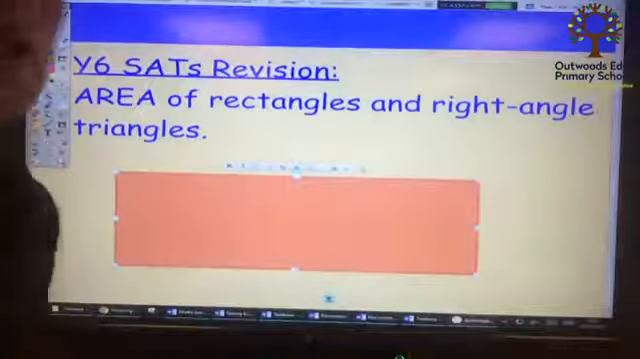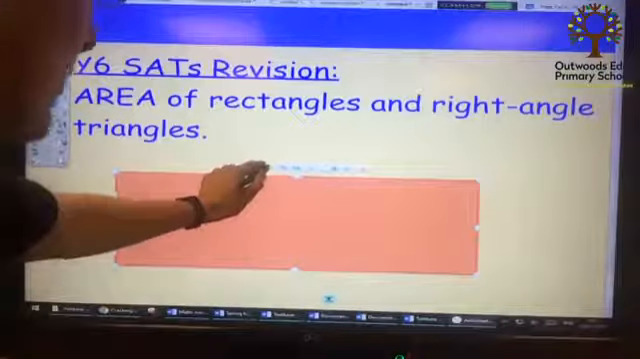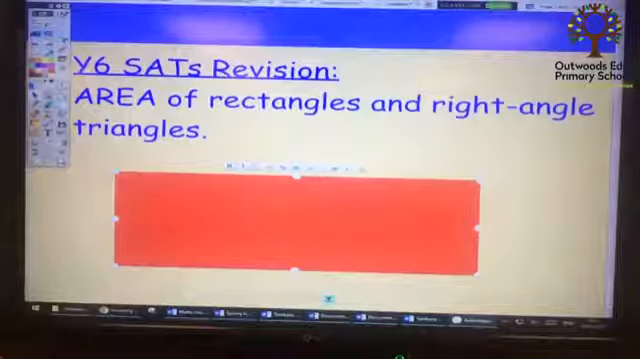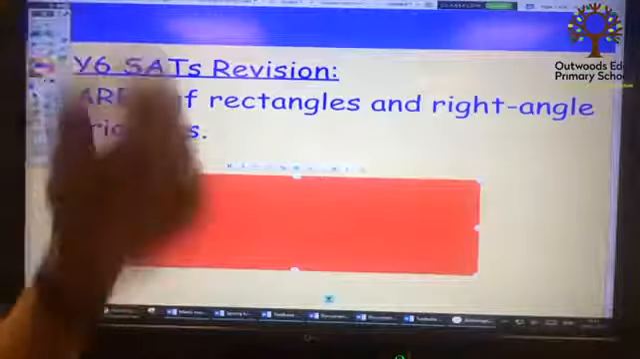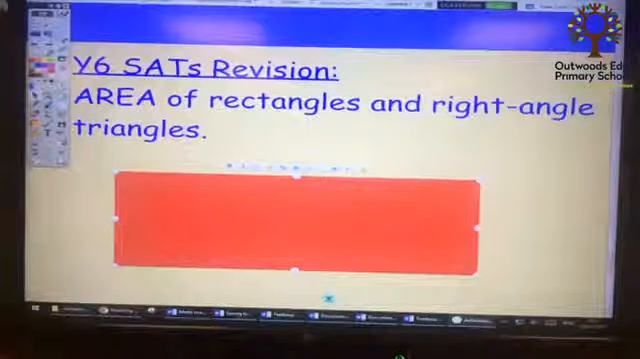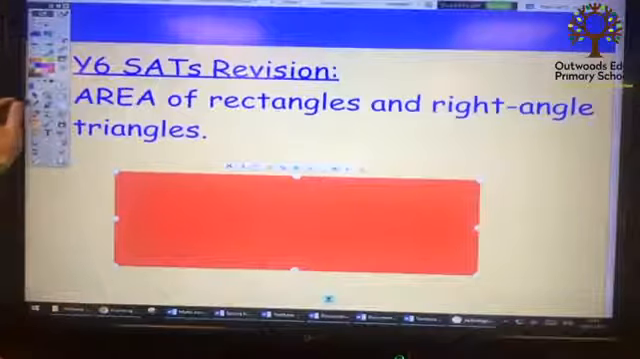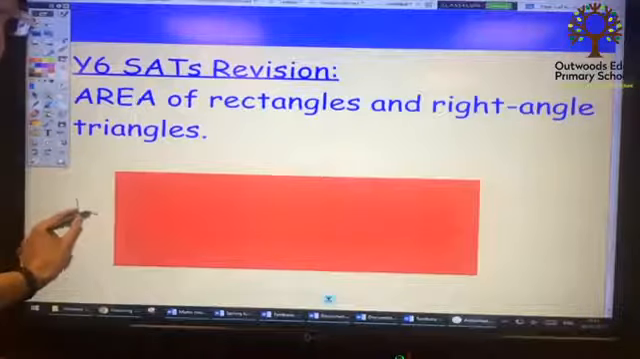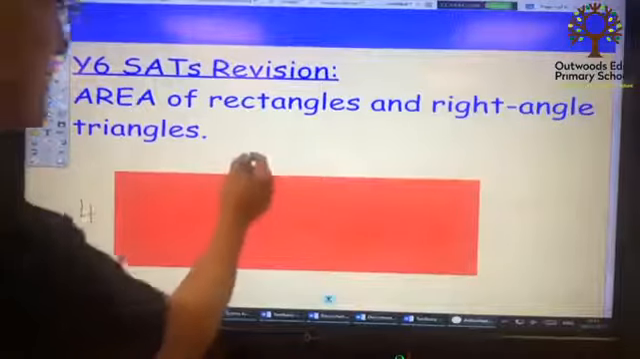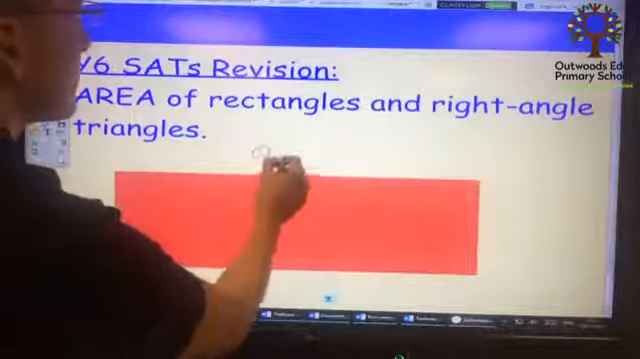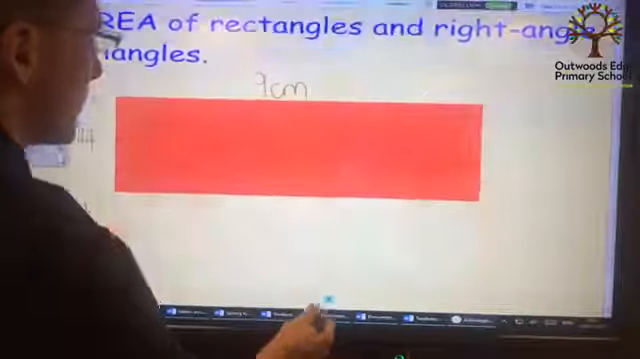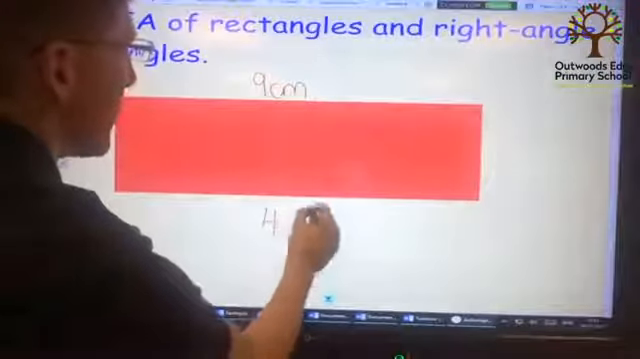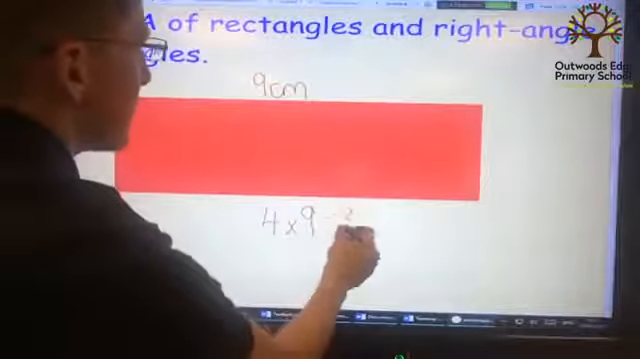So the children have been learning a simple formula this week about calculating the area. For this one they would need to measure the height and the length of the rectangle, or that information might be given to them. So let's imagine that this particular rectangle is 4 centimeters tall and 9 centimeters long. The children have learnt that to calculate the area of that, all we need to do is 4 multiplied by 9, which gives us the answer 36.